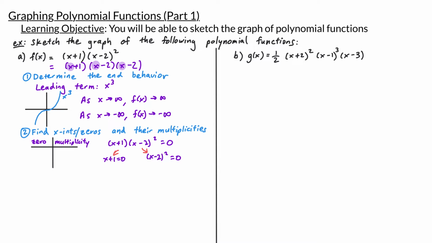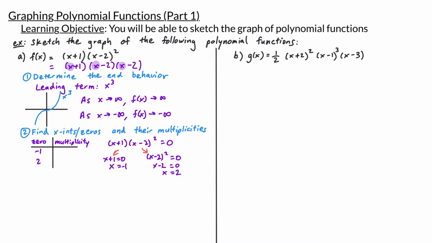On the left, if we subtract 1 from both sides, we get x equals negative 1. On the right, first take the square root of both sides, we get x minus 2 equals 0. Then add 2 to both sides, we get x equals 2. So for our polynomial function f here, our zeros are negative 1 and 2.